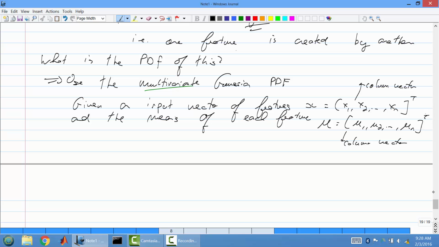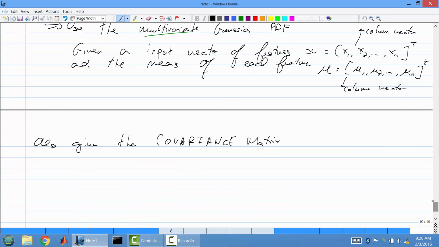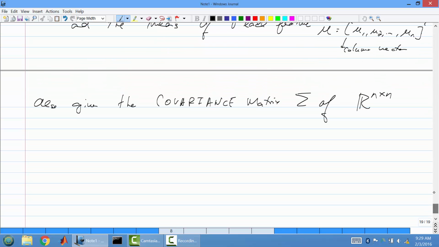So given an input set of features, given the means of each feature, we're also given what's known as the covariance matrix, sigma. This is a matrix that tells you how related or how correlated features are, given your training and test data set. It's an n by n matrix. Okay, so it looks like this.